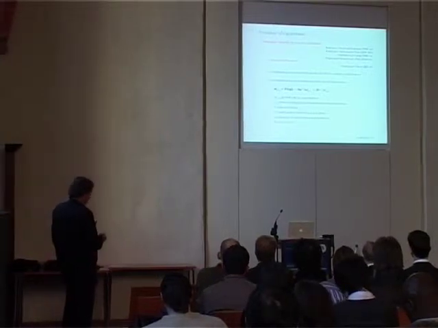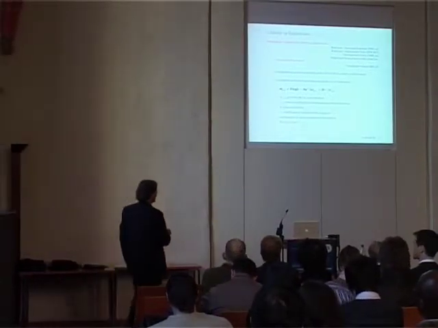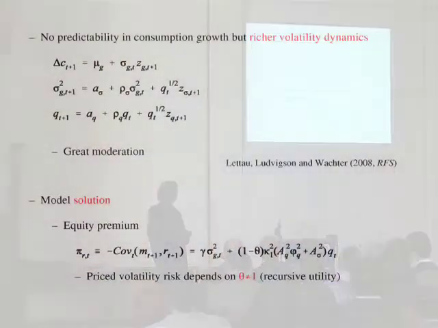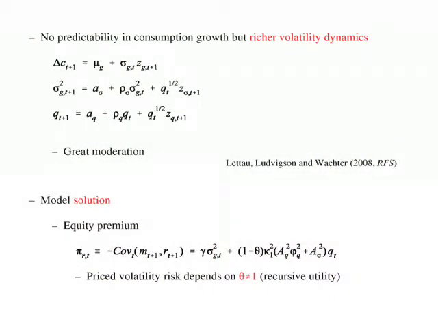So if agents have a preference for early resolution of uncertainty, we get this other term coming into the intertemporal marginal rate of substitution. Okay. So we take that preference structure and assume it, and then we simply postulate this particular process for the consumption growth rate of the representative agent.